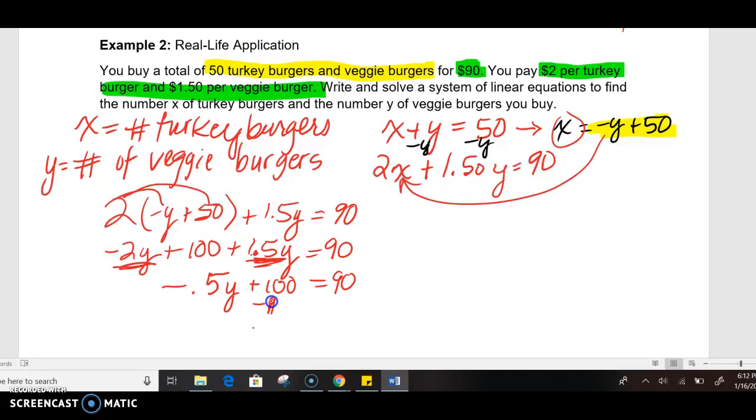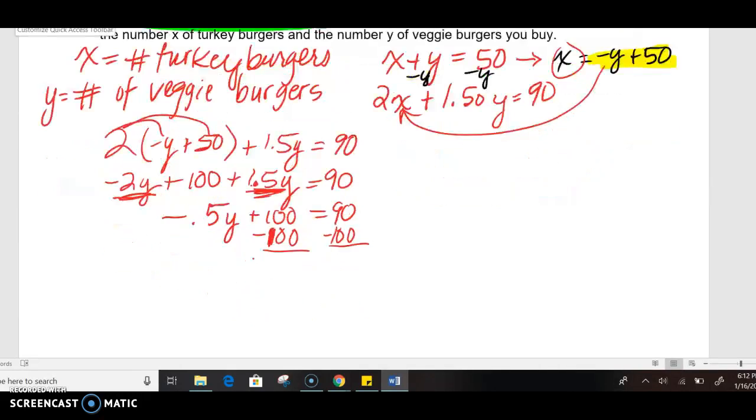Continue solving your equation. So subtract 100 from both sides. So this is a 2-step equation. Okay, now I have negative 0.5 y is equal to negative 10. So my last step is to divide both sides by negative 0.5, which seems confusing, but you do have a calculator. So just keep in mind a negative divided by a negative is a positive. And in your calculator, you can do 10 divided by 0.5, which is 20. So it works out nicely, okay?